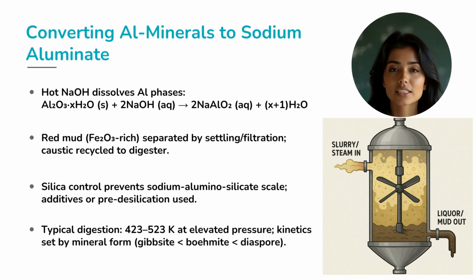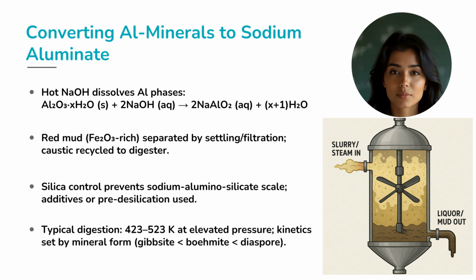In the Bayer process, bauxite is digested with hot sodium hydroxide under pressure. The alumina dissolves as sodium aluminate while iron oxide and titanium oxide remain as red mud. The reaction is Al₂O₃ + 2NaOH gives 2NaAlO₂ + H₂O. After digestion, the slurry is clarified, and the red mud is settled or filtered off. The clear sodium aluminate solution moves forward.